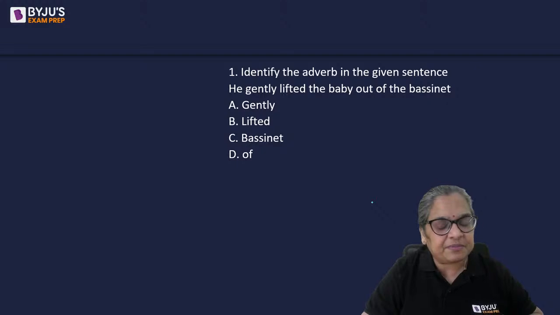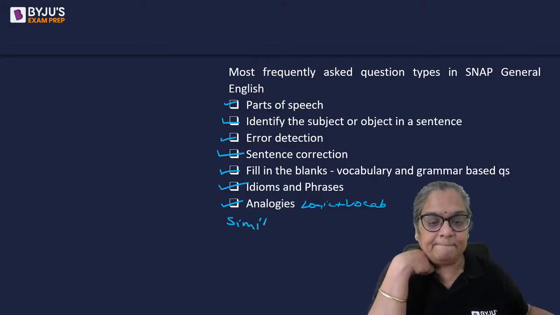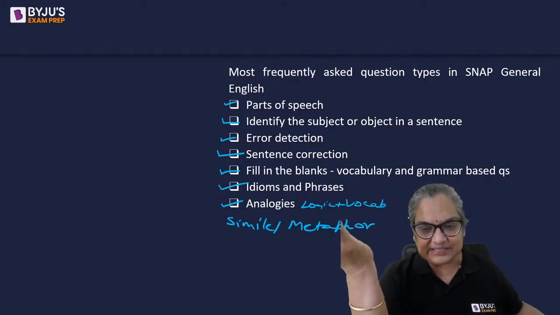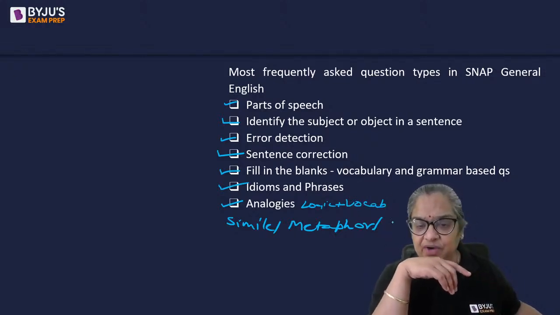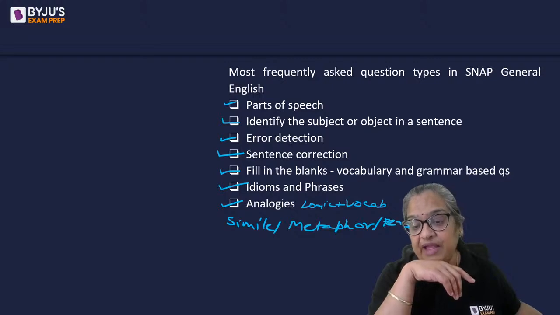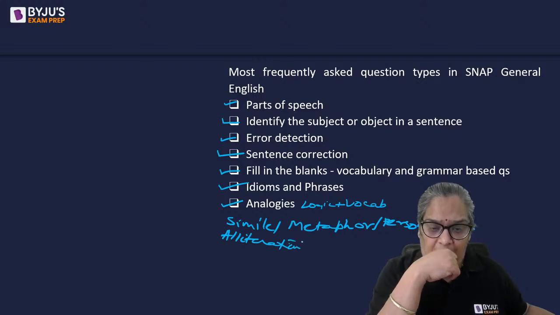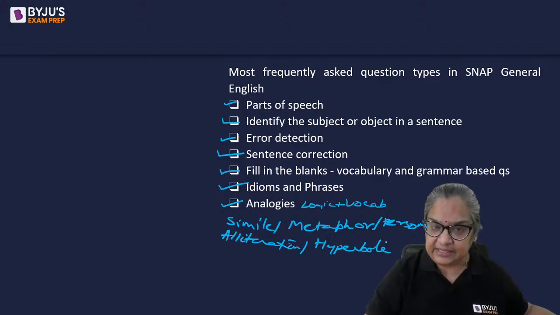Figures of speech in poems are asked once in a while. Most common ones are simile, metaphor, part of a poem. They give you a poem like, I wandered lonely as a cloud. That was given 1 year in SNAP. In the last 2 or 3 years, I don't know if this year there was a poem or not. Simile, metaphor, personification. If I have time, I will look at it. Maybe alliteration or hyperbole, which are the general things asked in grammar.